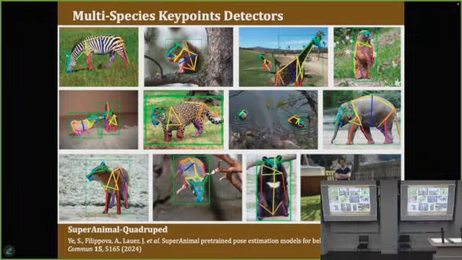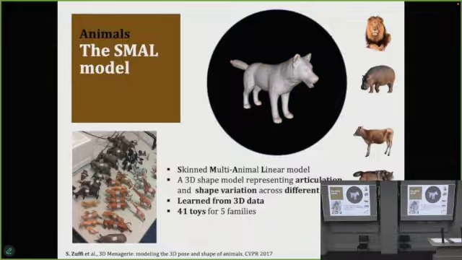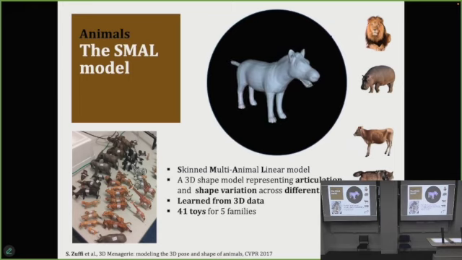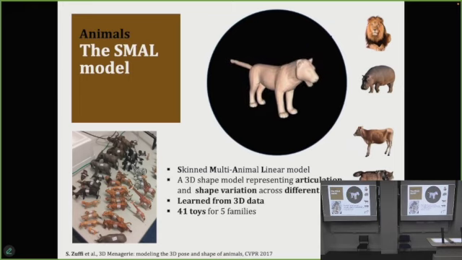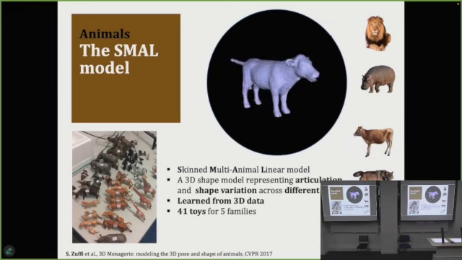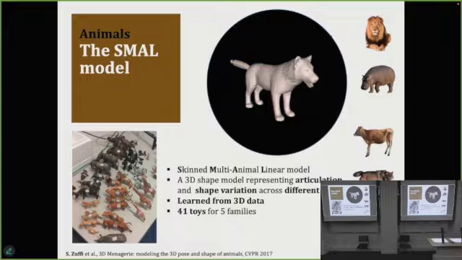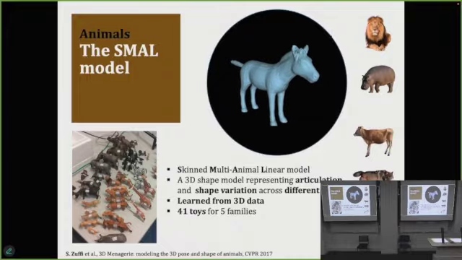So I'm going backward with this presentation because we actually did a multi-animal model, and this was the first model that we did. It's called SMAL, and we scanned toys of different species, and we learned this shape space over different quadrupeds. And here you see how I'm changing these betas, and you can create the different species.